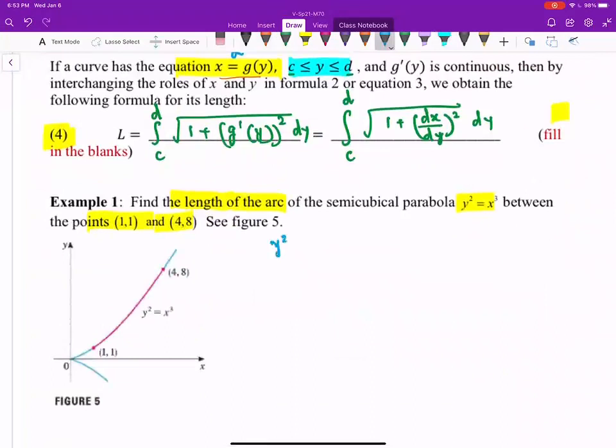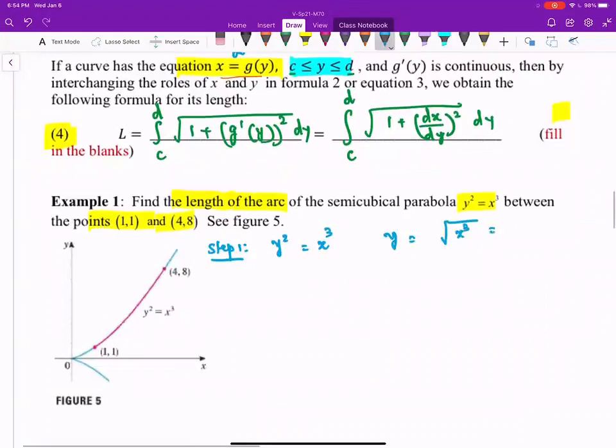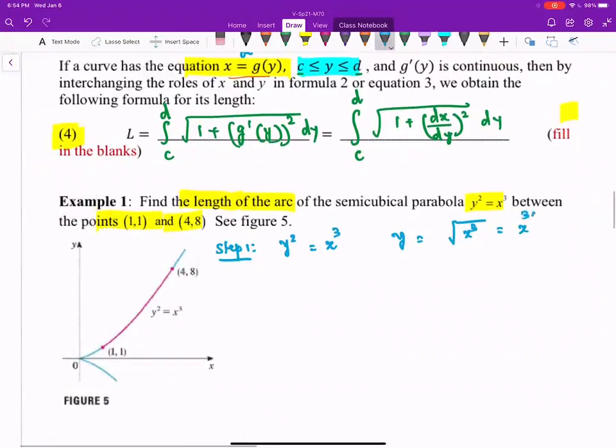So y squared equals x cubed. So y is the square root of x cubed. Another way of writing it is x to the power 3 by 2. Now what are the bounds for x? The bounds for x are given here. It is from (1, 1) to (4, 8).